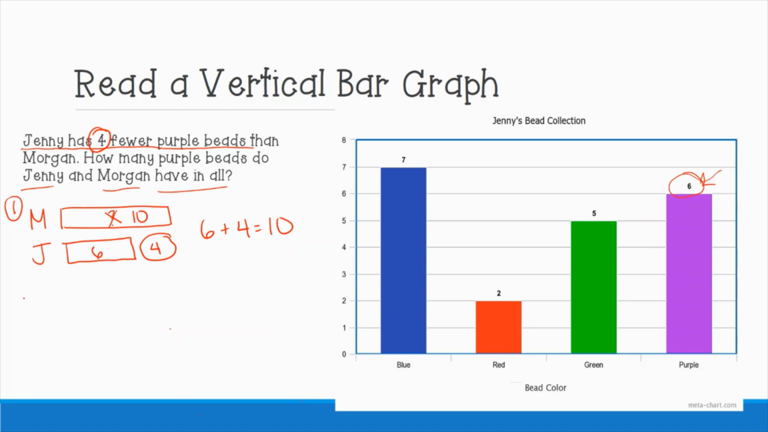That was part 1. Now we can do part 2 and solve how many beads they have in all. So we're going to make a math mountain. Morgan has 10, Jenny has 6, and then those are 2 add-ins. So we're going to add them together. 10 plus 6 is equal to 16. So together they have 16 purple beads.